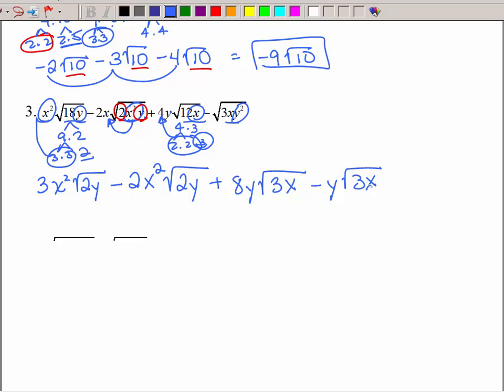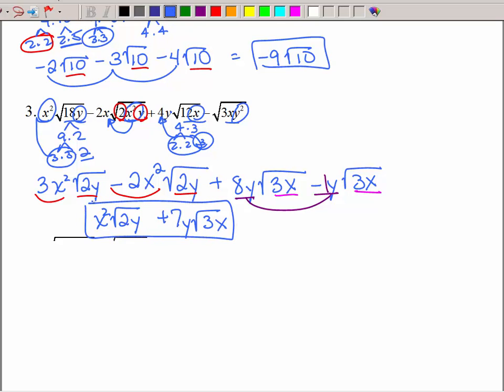So we have some like radicals, but they're not all alike, right? These two are alike, and these two are alike, right? So for this one, I'm going to keep the square root of 2y, and then I'm going to combine like terms of 3x squared minus 2x squared is 1x squared. Over here, I'm going to keep the 3x, and again, put those together. That's 8y minus 1y is a positive 7y. This is not hard. Don't let the problem scare you.